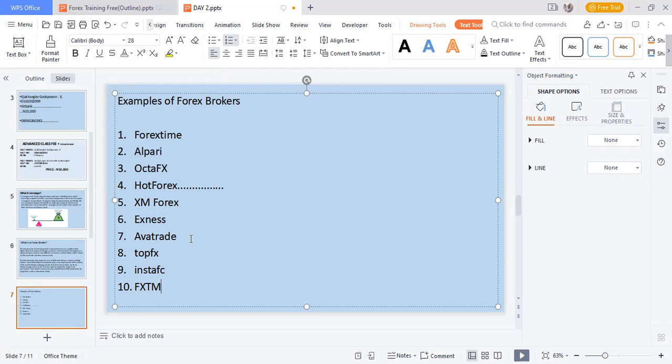Octa effects, we see Octa effects in almost all the adverts. One thing about Octa effects is that, before, I don't know for now because I don't use them again, if you deposit into Octa effects, they will not allow you to withdraw all your capital. And I understand why. Because they want you to have something to fall back on their platform.